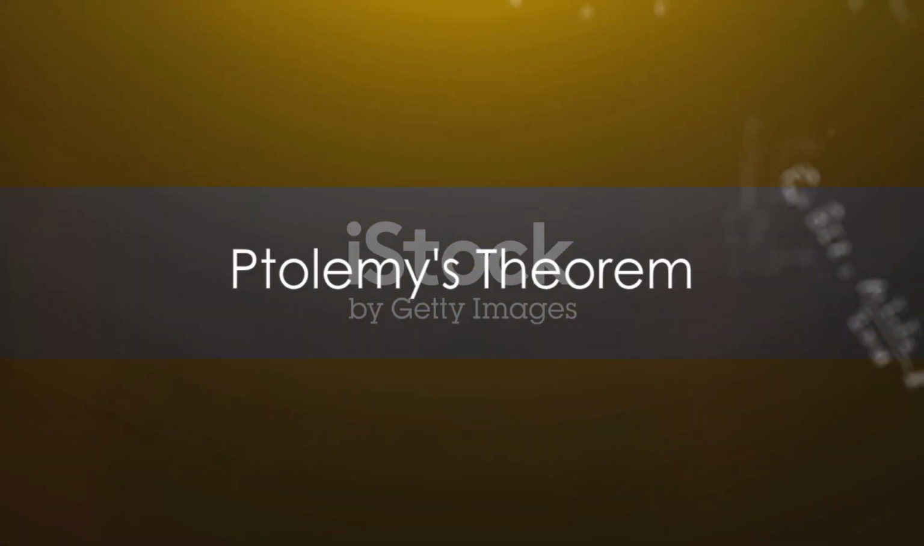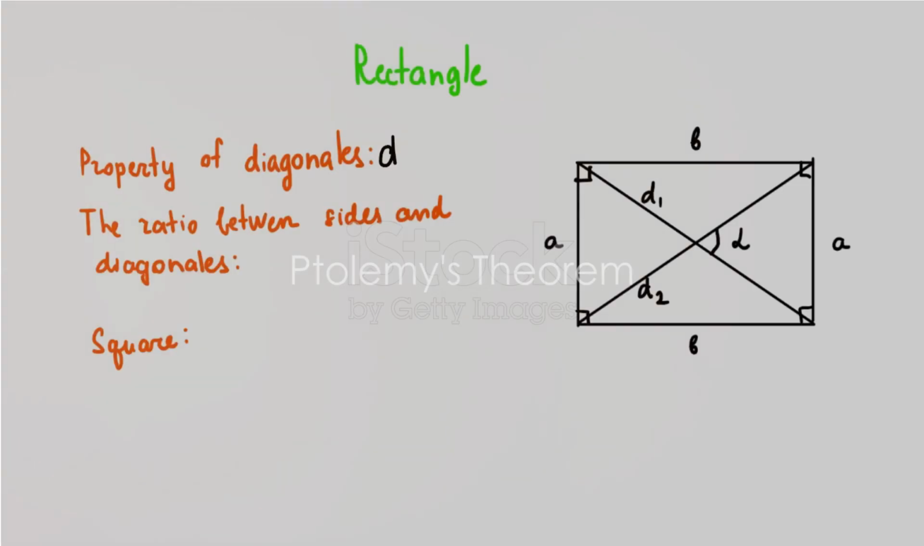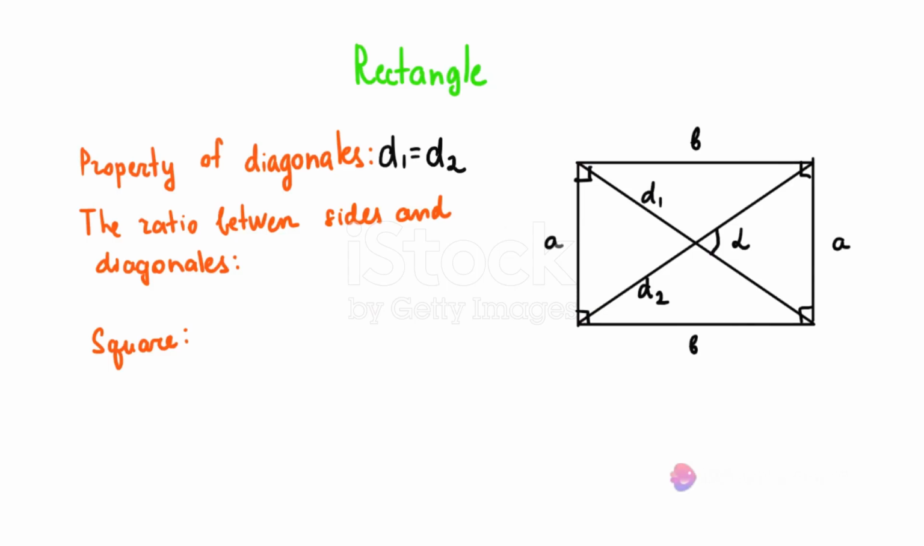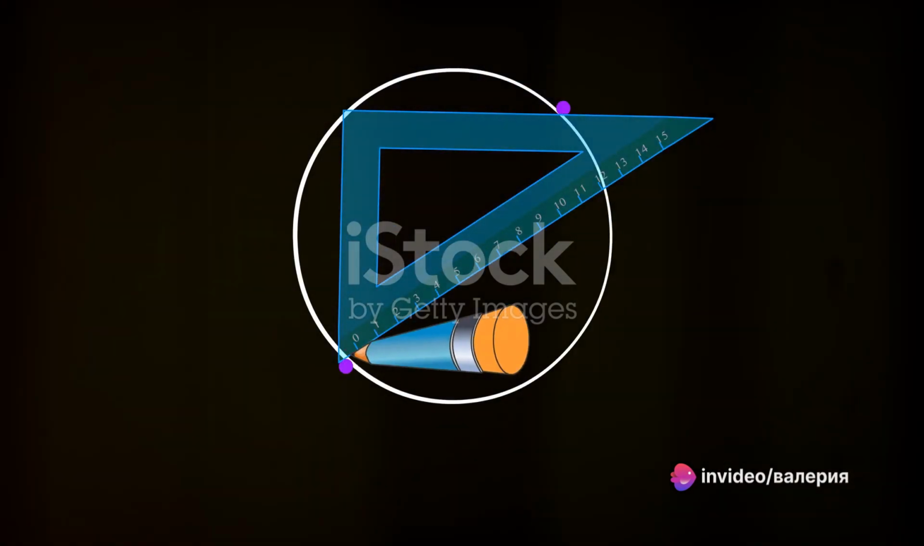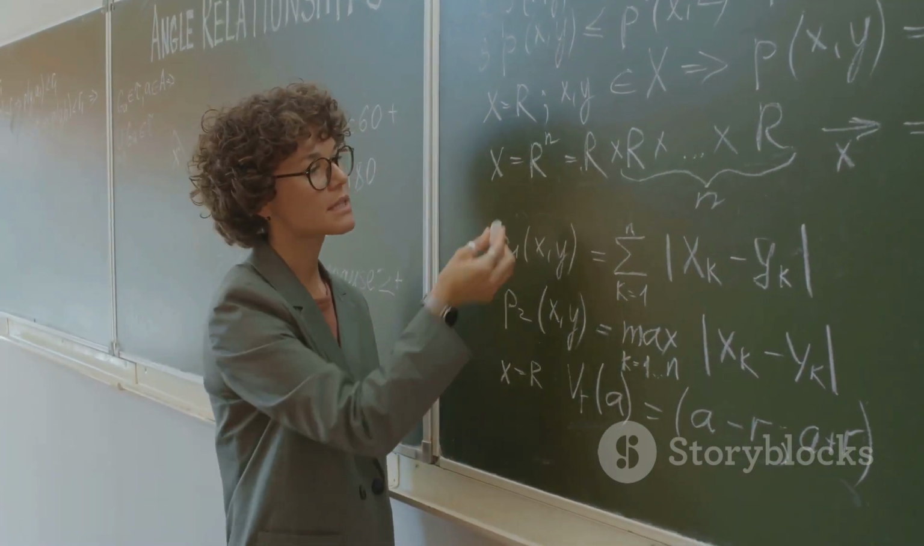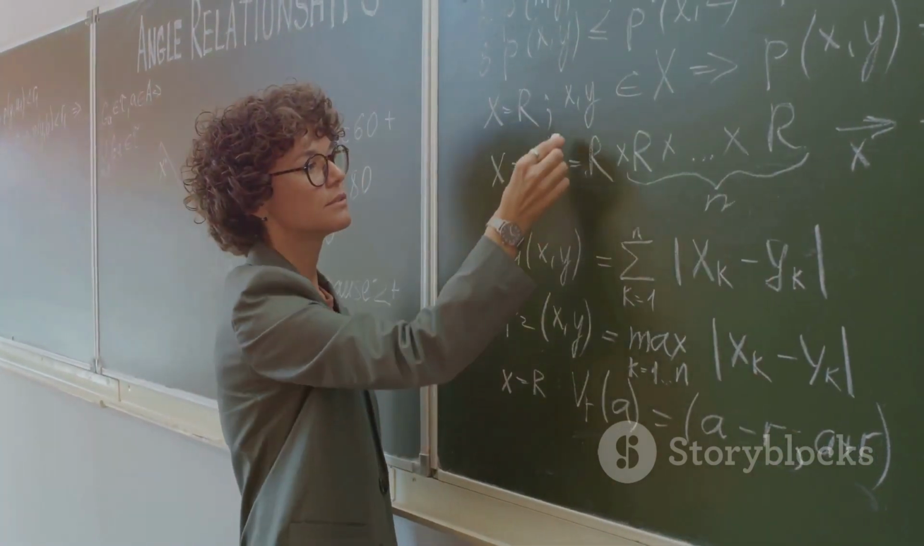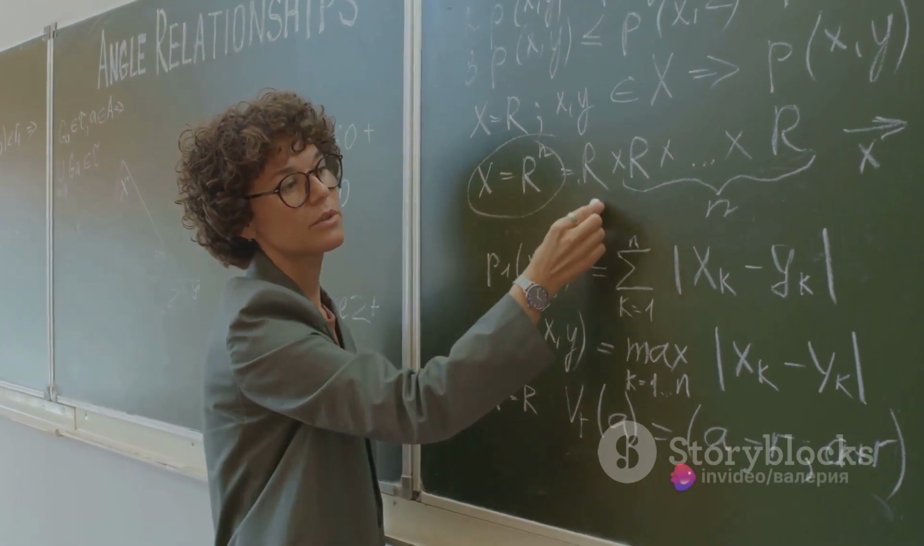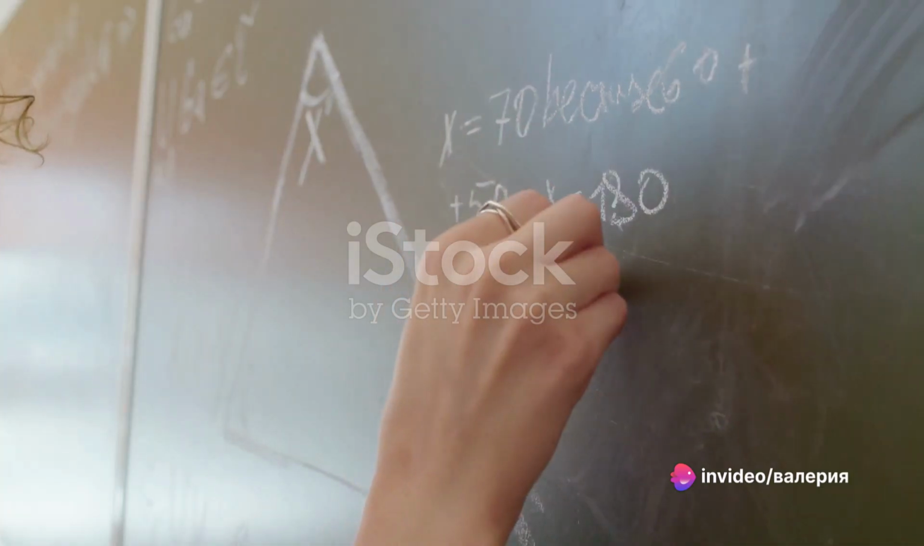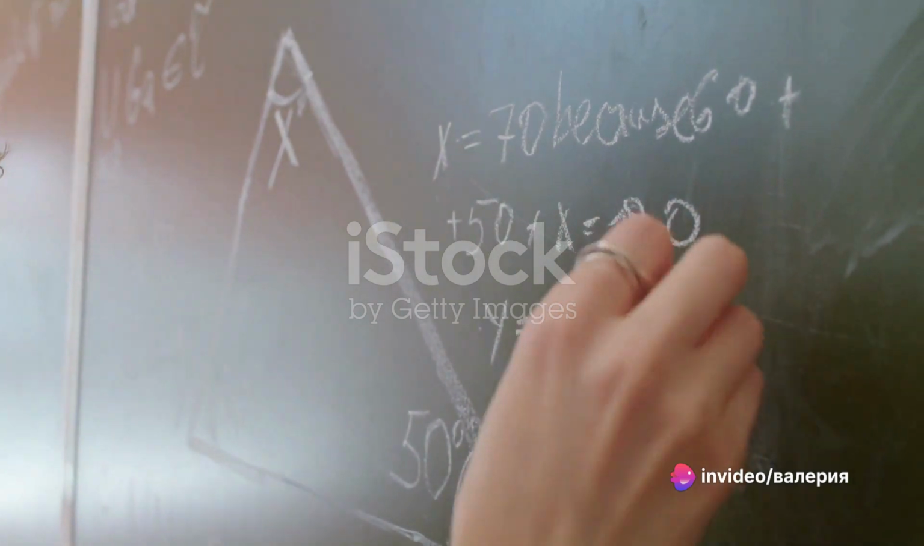Moving on, we come to Ptolemy's theorem. This theorem deals with an inscribed quadrilateral. An inscribed what? Picture a quadrilateral, a four-sided figure drawn inside a circle so that each of its corners touches the circle. According to Ptolemy's theorem, the product of the lengths of the diagonals of this quadrilateral equals the sum of the products of the lengths of its opposite sides.